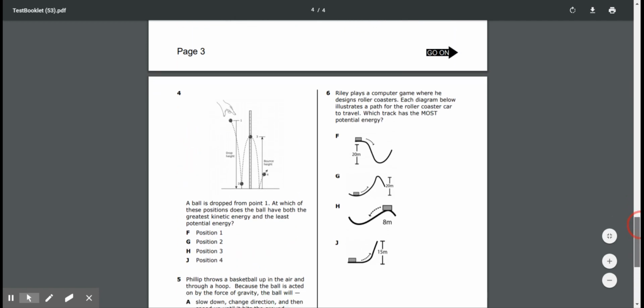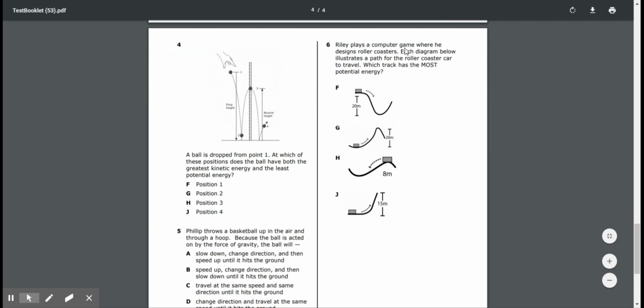All right, number 6, last one. Riley plays a computer game where he designs roller coasters. Each diagram below illustrates a path for the roller coaster car to travel. Which track has the most potential energy?